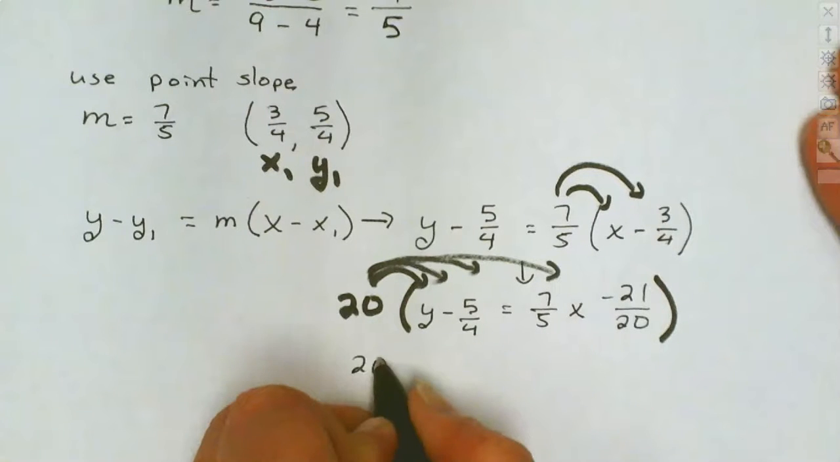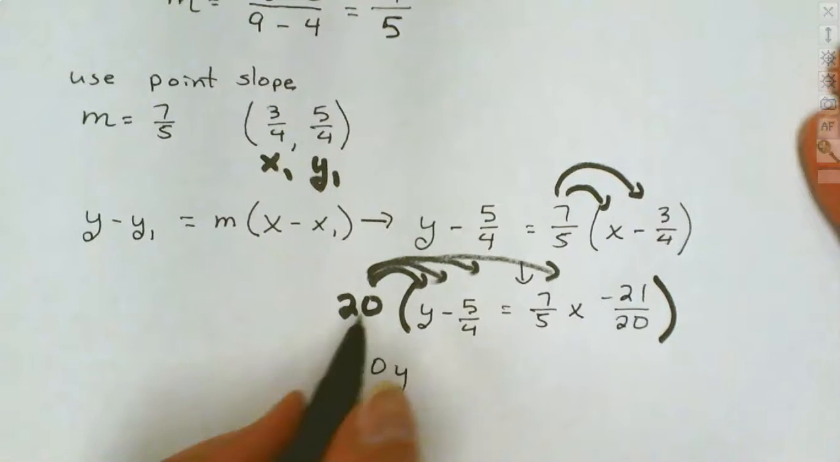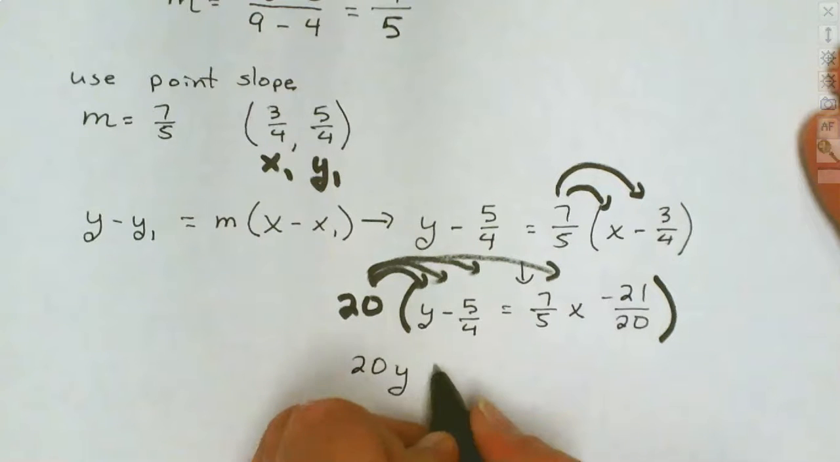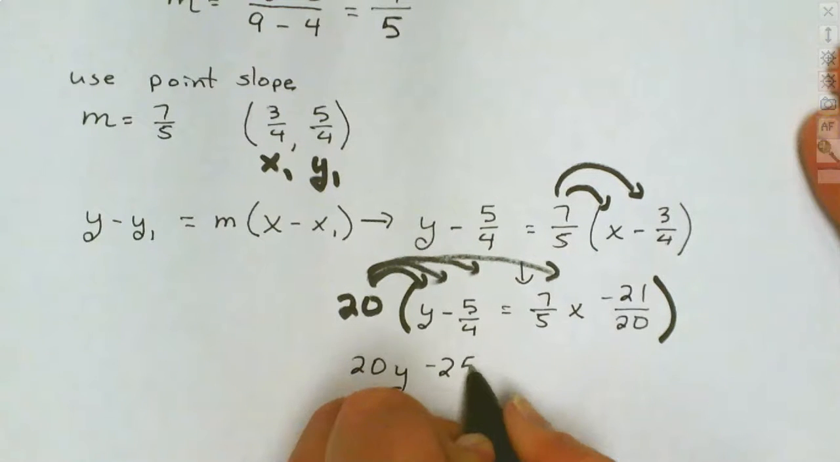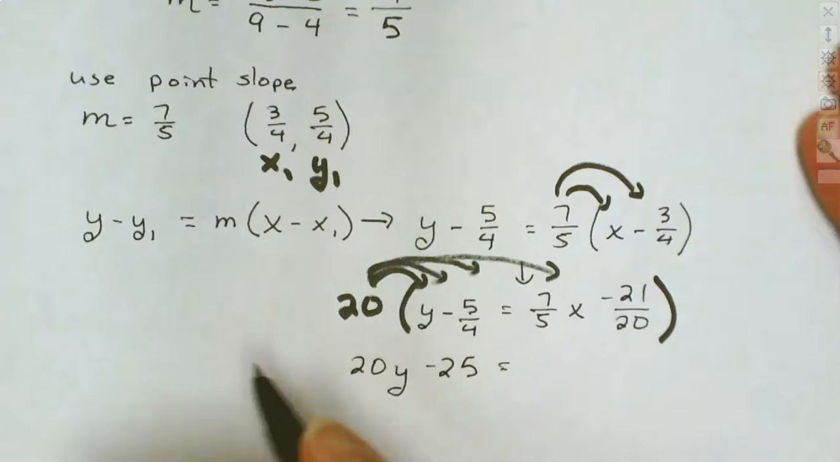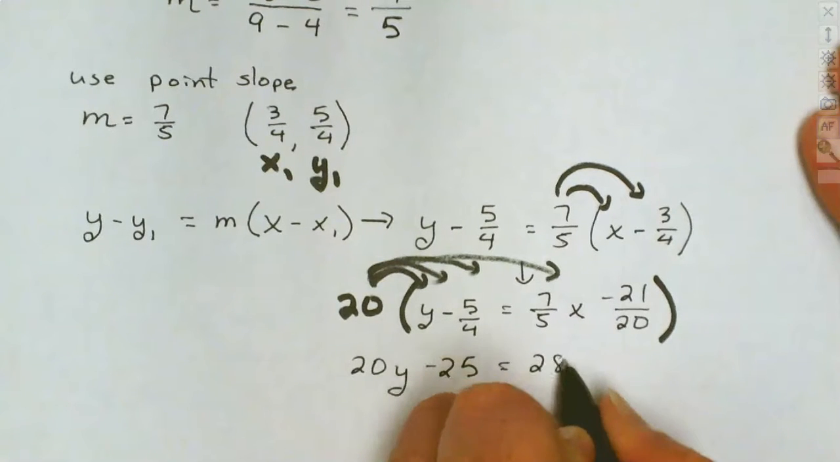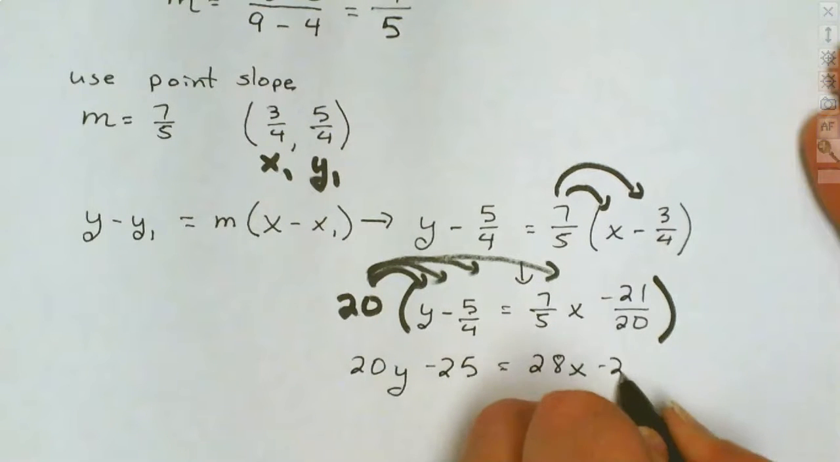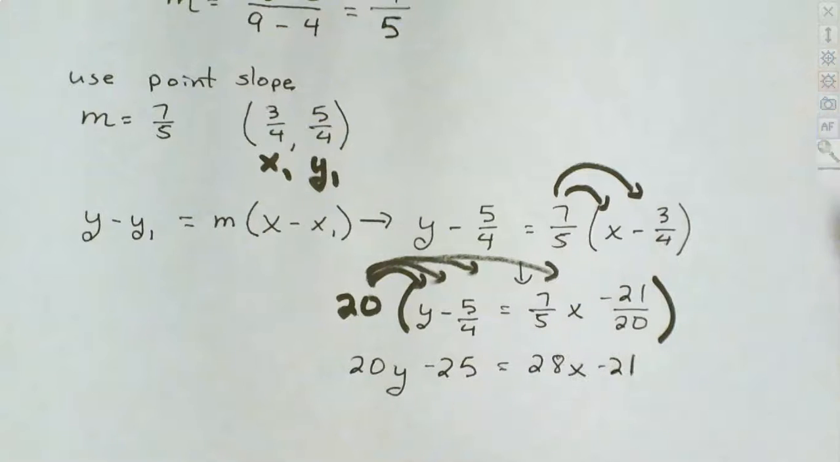Now we've got 20y. 20 divided by 4 is a 5 times a -5. That makes it a minus 25. 20 divided by 5, that's a 4. 4 times that 7 makes it a 28x there. The 20s directly cancel, and that leaves you with a minus 21.